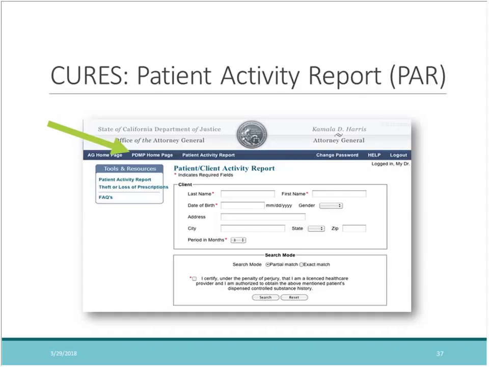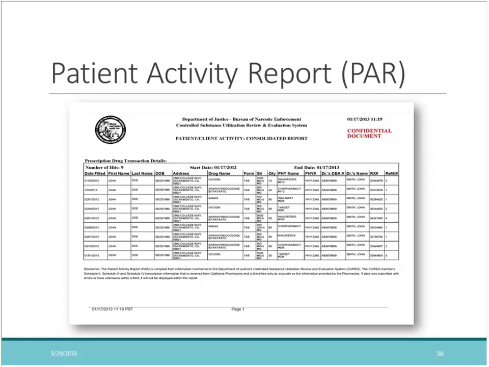Basically, any physician who's registered in CURES can just look up by name and date of birth any patient's prescribing history with regards to controlled substances. And what you will generate through that is the patient activity report, which is just this basic spreadsheet that has each prescription that patient has received, and it will tell you what the drug name was, the dose, the other prescriber who prescribed it, and the pharmacy where it was filled.